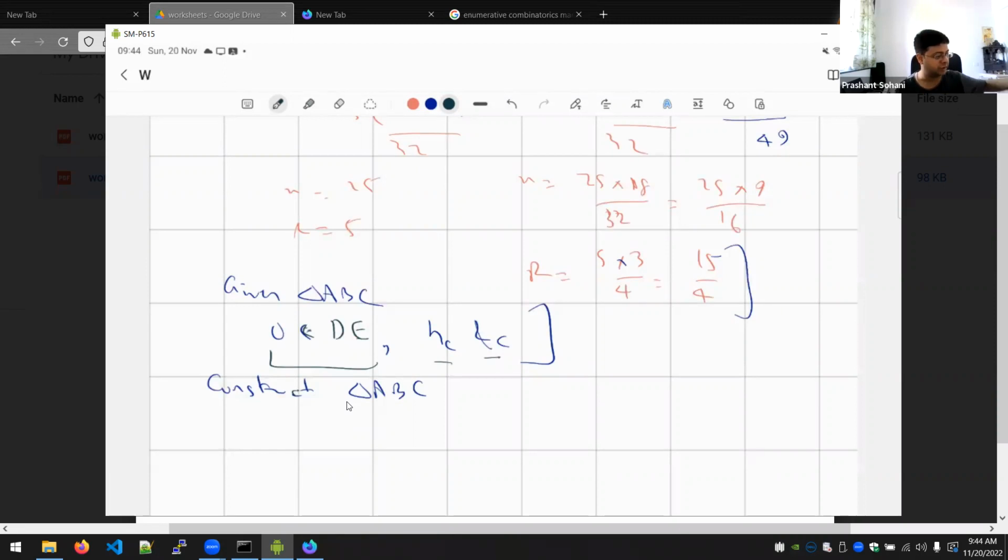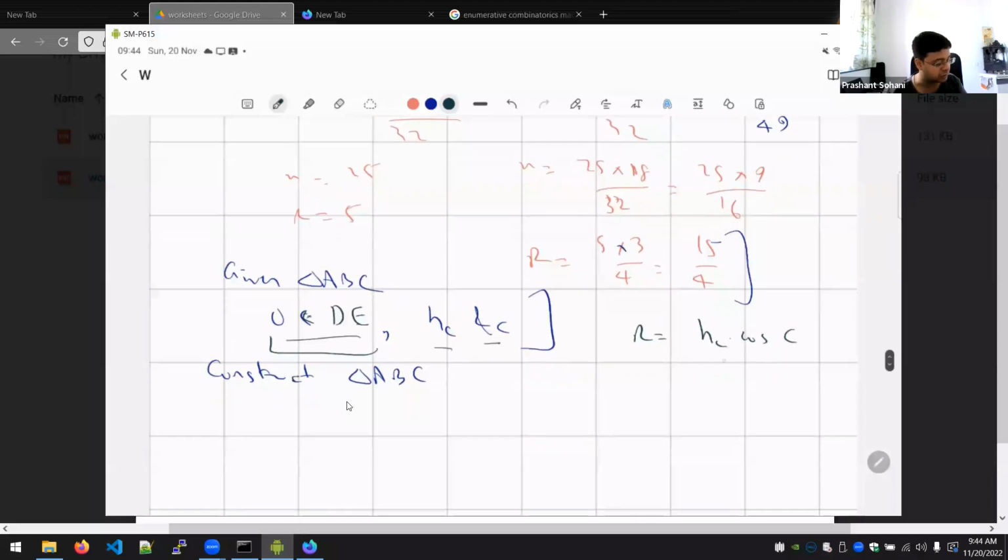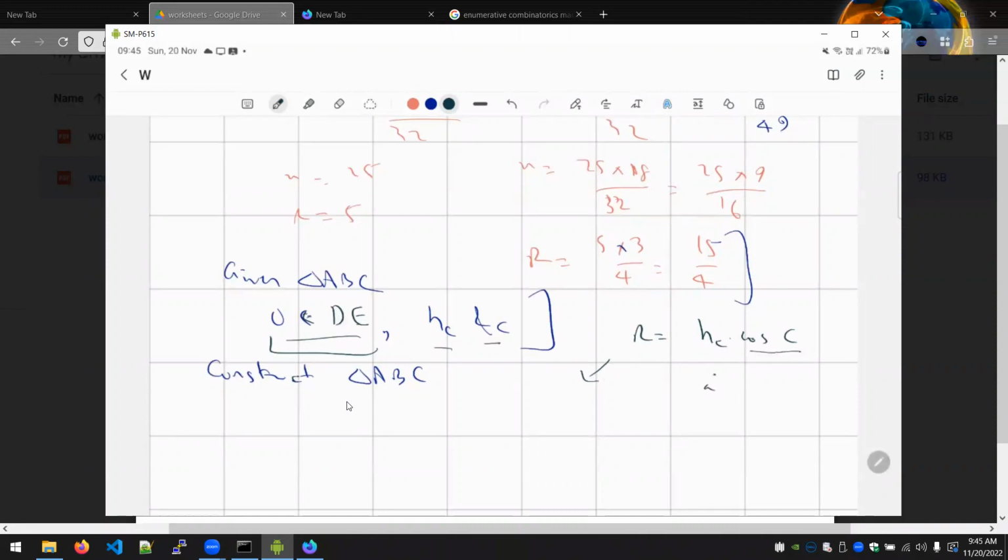Okay, and you can try this problem independently, but I want to point out one more interesting property which comes out of this assumption, the assumption of O belonging to DE. The way I approached the solution, if you go back, basically I said that R is equal to HC times cos C, right? So let us simplify this further a bit because there is something very interesting that happens here. Try to get everything in terms of the sides of the triangle. So how can you represent cos C? A square plus B square minus C square upon 2AB.